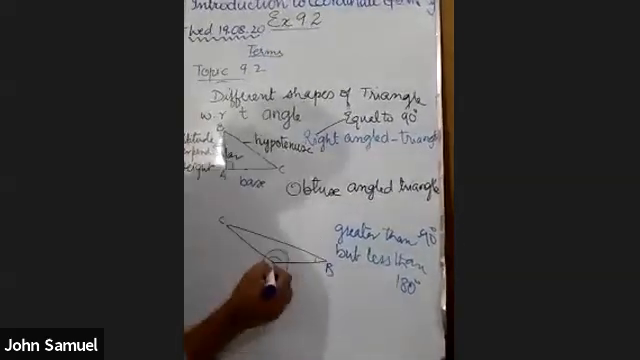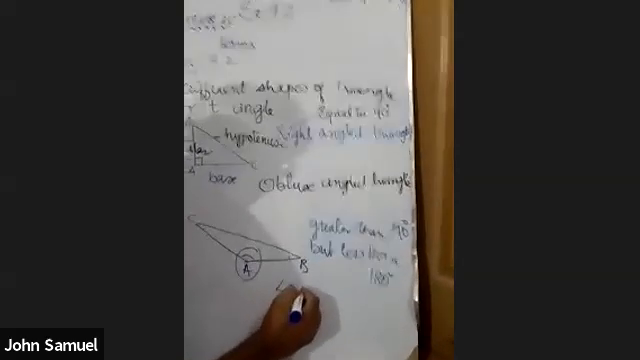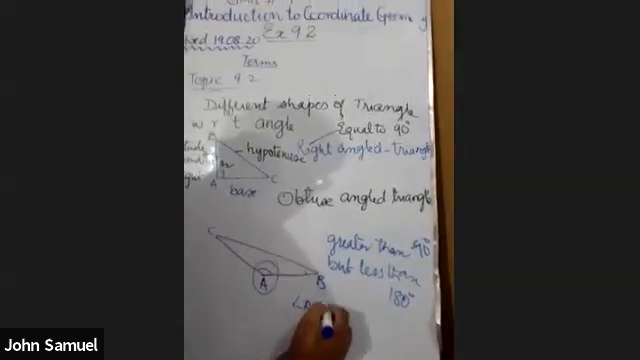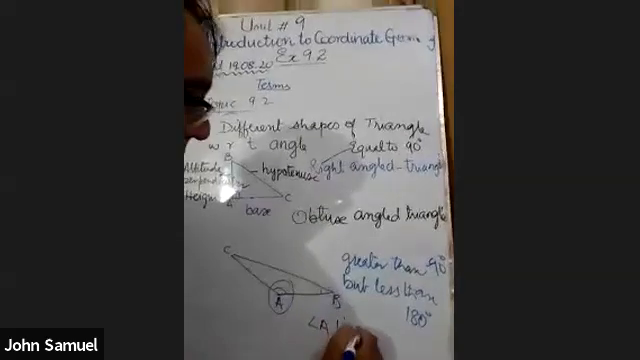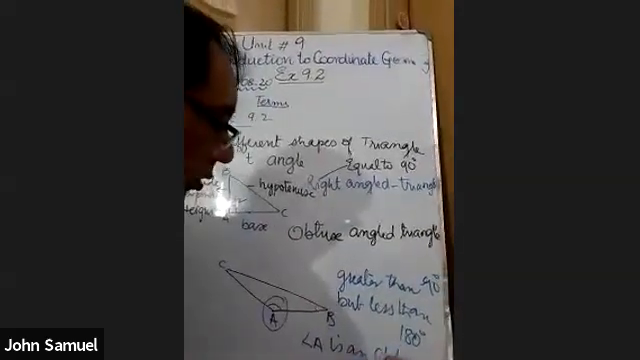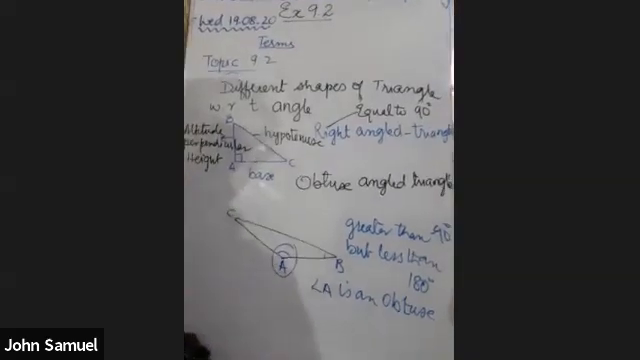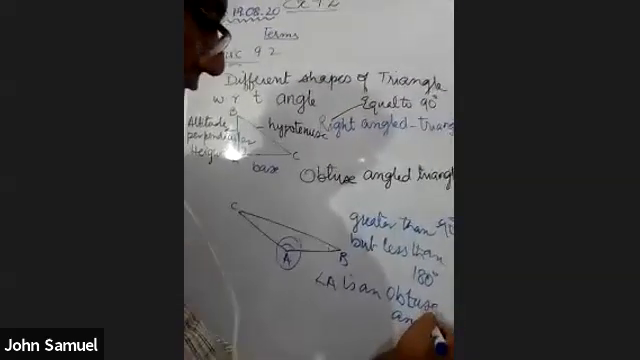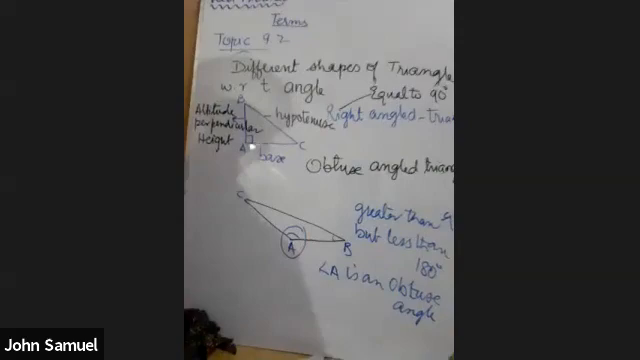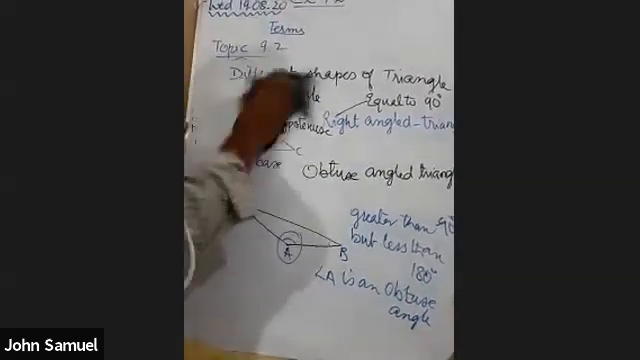So we will just consider that angle A is an obtuse angle. I do hope it is clear, my dear. So these were about the triangles.